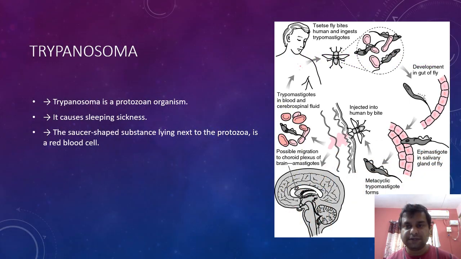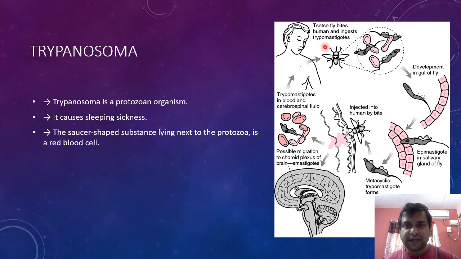If you see over here, if you notice, this is a trypanosoma, and here it shows you the life cycle of a trypanosoma and how it affects a human. It is transmitted via a particular type of fly known as the tsetse fly, usually found in Africa, so that's why it's also called African sleeping sickness.